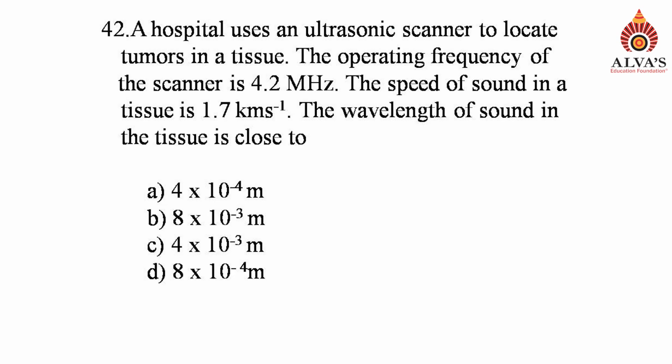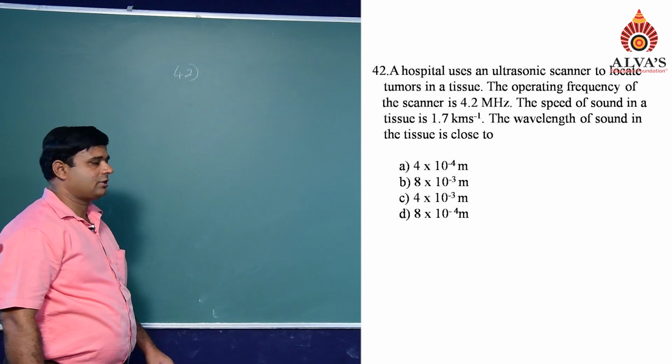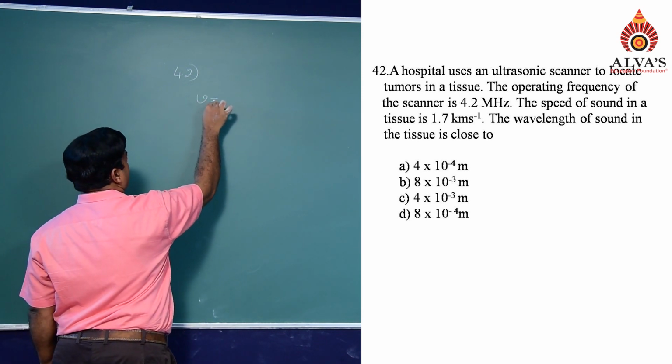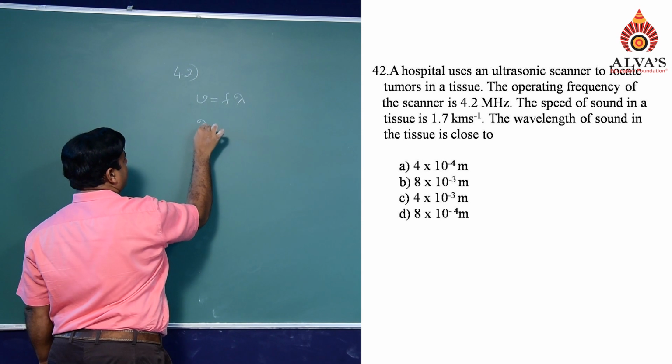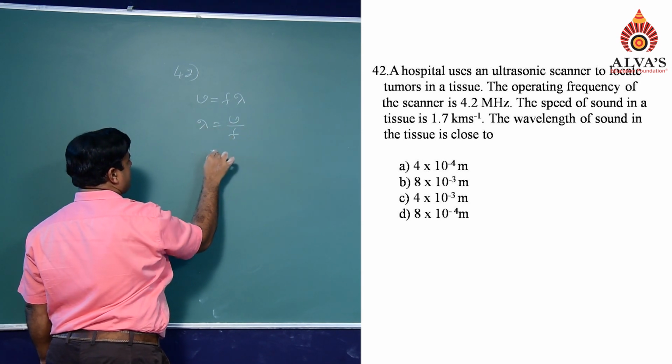A hospital uses an ultrasonic scanner to locate tumors in a tissue. The operating frequency of the scanner is 4.2 megahertz. The speed of sound in a tissue is 1.7 kilometer per second. The wavelength of sound in the tissue is close to. So, here an ultrasonic scanner is used, a sound wave has to propagate, its operating frequency and speed are given, find the wavelength. So, V equal to F into lambda, therefore, lambda is nothing but V by F.